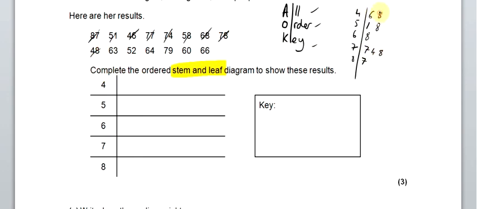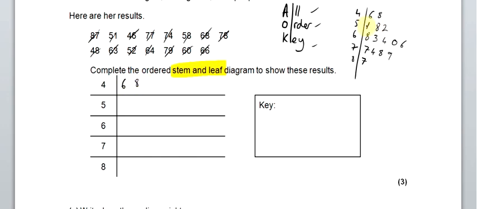48, 63, 52, 64, 79, 60 and 66. And now it's very easy to order them, so I've got 4, I've got 6 and the 8, they're already in order, so I'll put them in there.